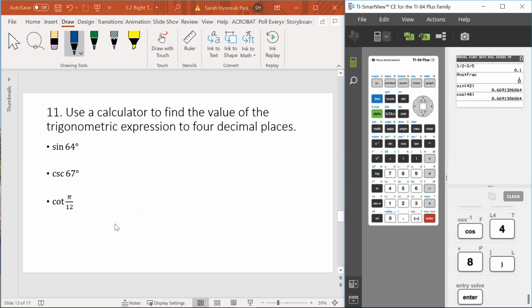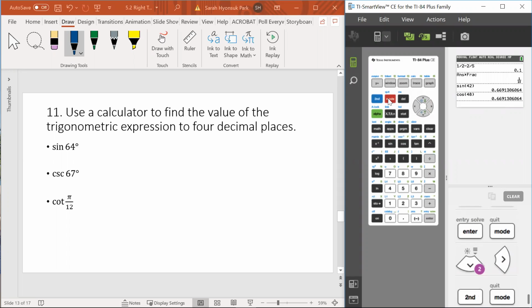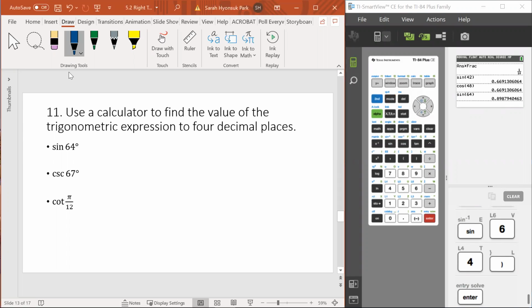Okay, so this is a good leeway. It says use a calculator to find the value of the trig expression to 4 decimal places. The first one being sine of 64 degrees. Because this has a degree symbol, you always want to make sure that you go into mode, and the third line down, look to see that the degree mode is highlighted, and then quit. Since we're already in degree mode, just type in sine of 64. And it says to round to 4 decimal places. So we have 0.8988.